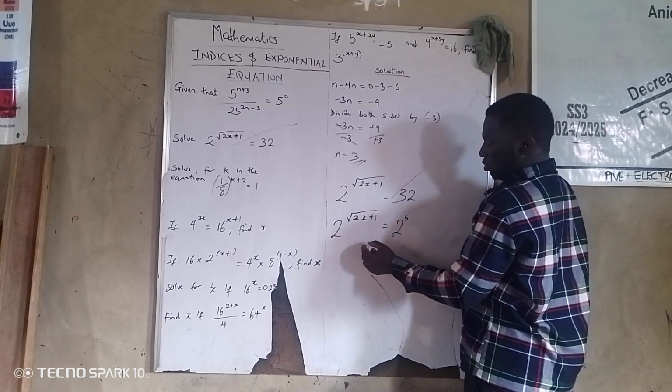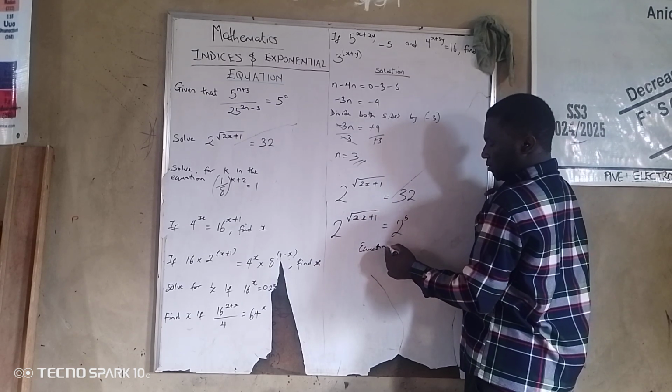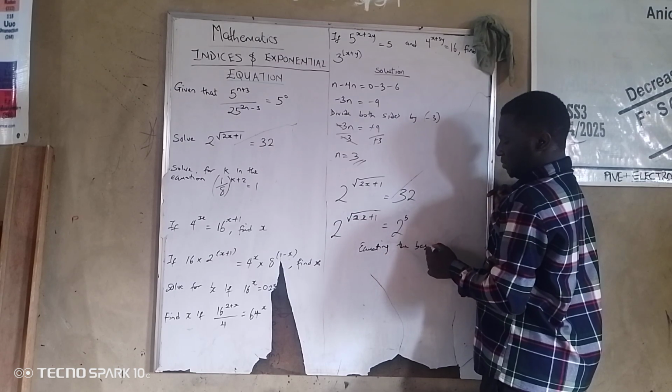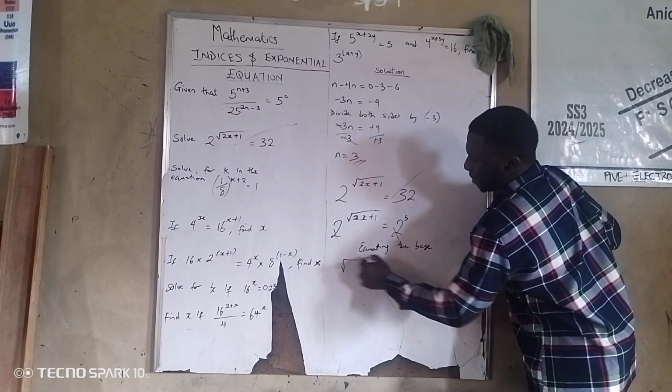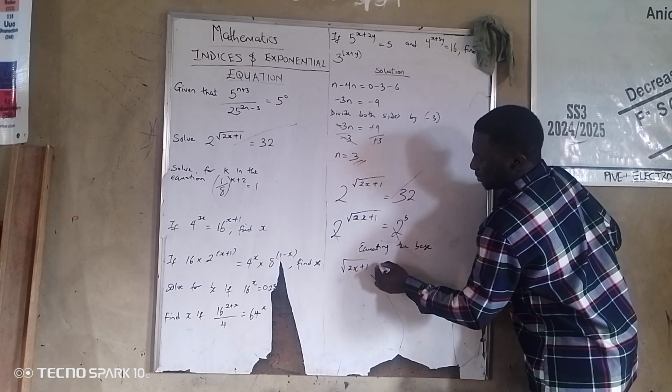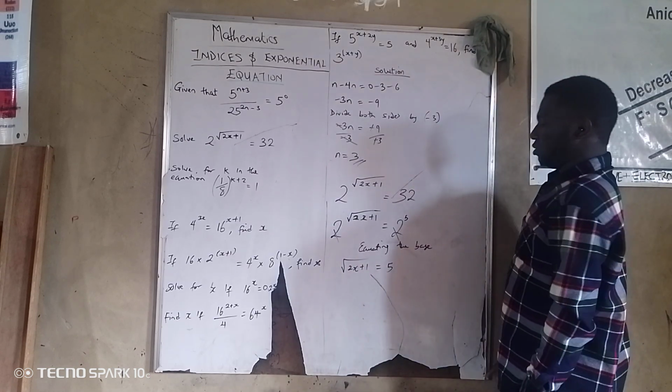Now that the bases are equal, equating the base means these 2 cancels these 2. So you'll be left with just the power. So the power root of 2x plus 1 equals to 5.